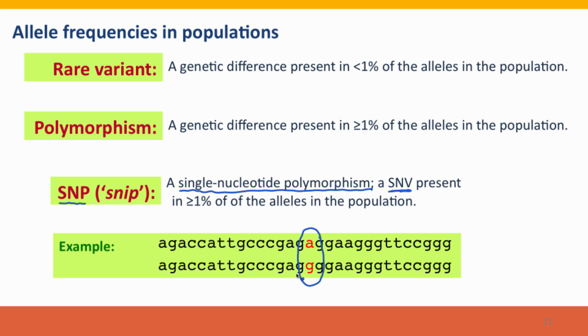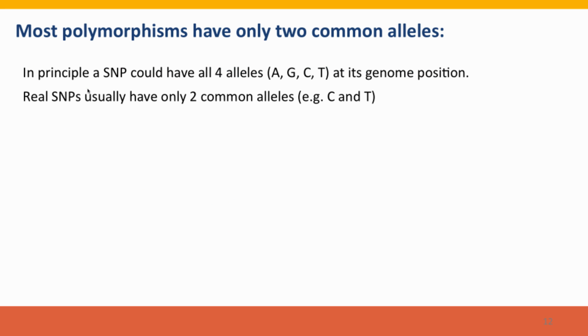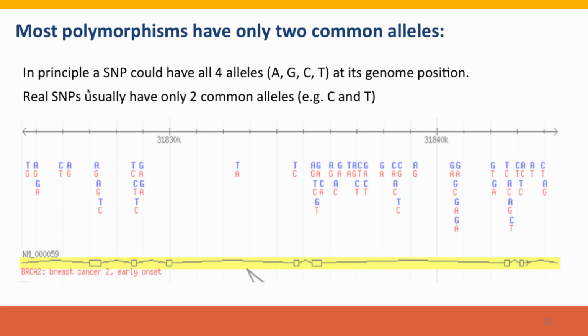If each of these variants is present in at least 1% of the population, this would be a SNP. If this was very, very common and this was very, very rare, we'd say, well, it's a rare single nucleotide variant. We're not going to study it. It's too difficult. Now, most polymorphisms have only two common alleles, like the polymorphism that I introduced when we were doing our arithmetic.